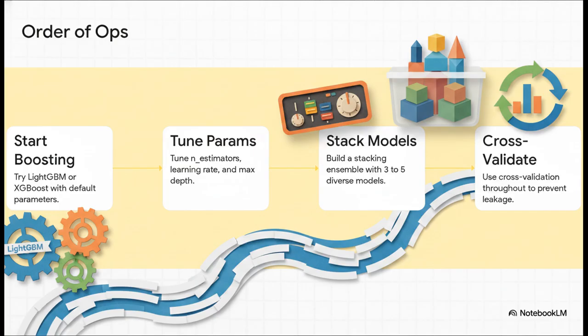Step 3. If, and literally only if, you need that absolute maximum performance, stack 3 to 5 highly diverse models together. And Step 4, the golden rule across this whole thing. Use cross-validation throughout the entire process so you don't accidentally fool yourself into thinking you have a great model when you've actually just overfit your data.